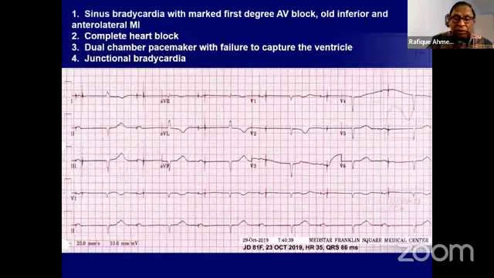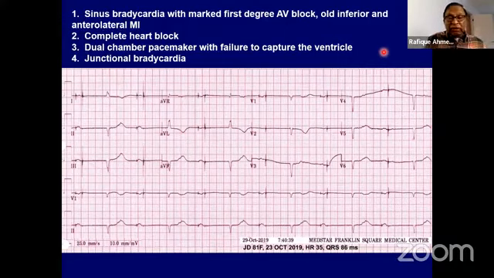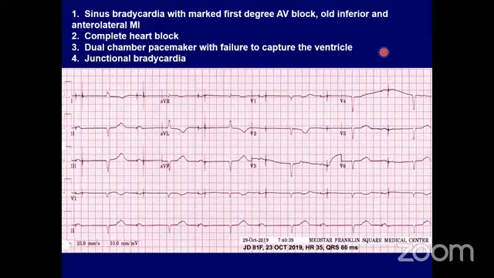And this will be the last one, an interesting ECG to discuss. Let's look at it and then we'll talk about it. Mr. Kamal, please put the poll.